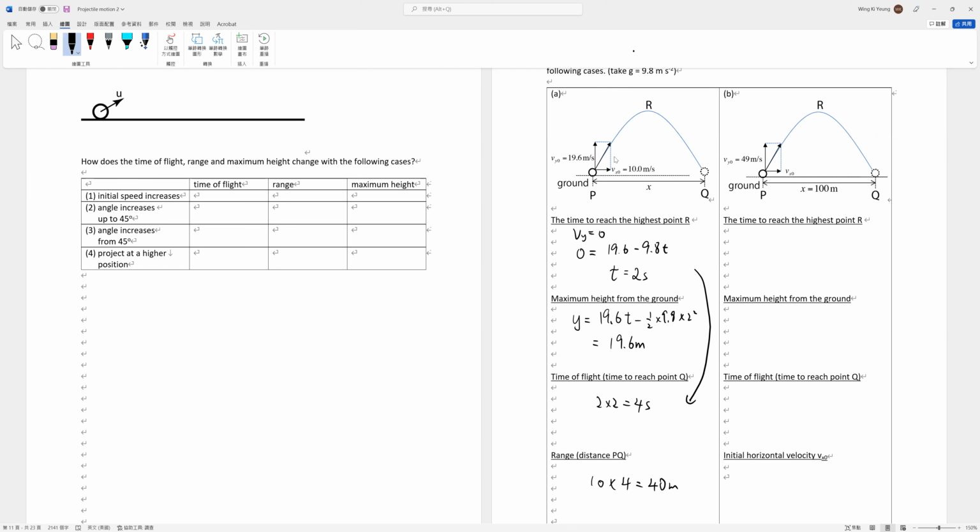Any questions here? For the next one, it's quite similar, but you are just given different things. This time should be 5 seconds. Time of flight should be 10 seconds. Okay, just double, that's twice the time. Maximum height from the ground, then you just use the same formula. Then horizontal velocity should be 100 divided by 5, which is 20 meters per second. Any questions here?